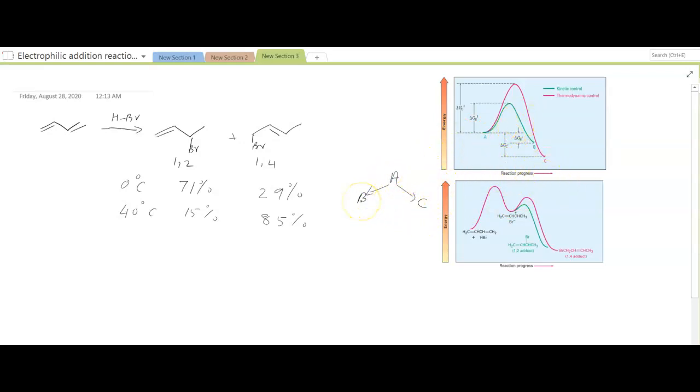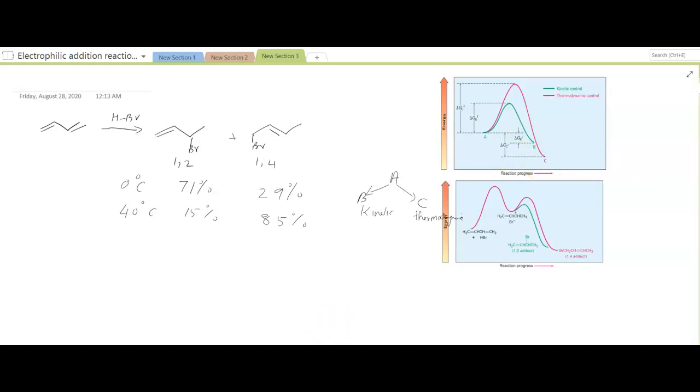Now B is the product which is called the kinetic product. Okay, and B is the kinetic product. That means it is a product that is formed faster, right? And then C is your thermodynamic product, because that is the more stable. Okay, so if you look at the energy diagram here, you can see that B is formed faster because of the smaller energy barrier here, and C is the more stable product, which is at a lower energy, right?